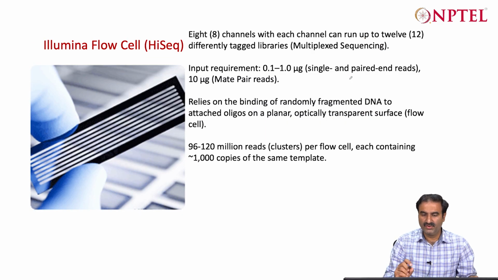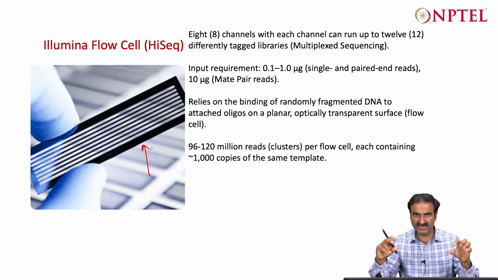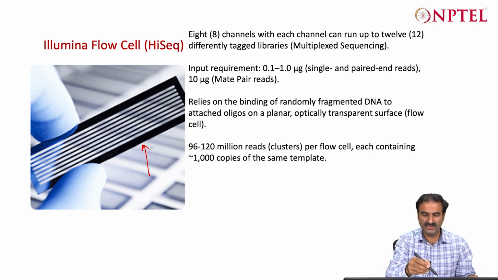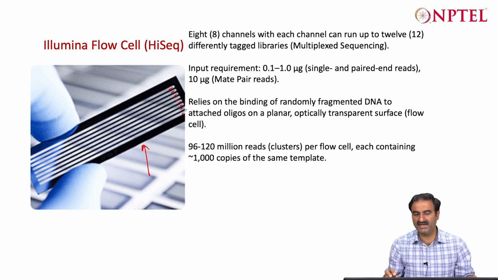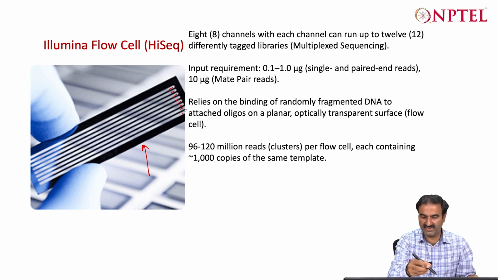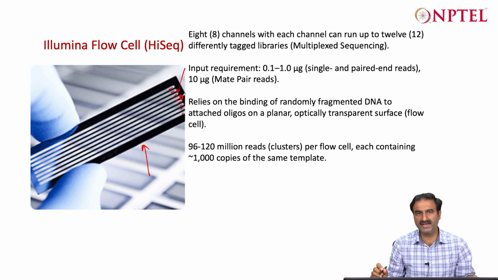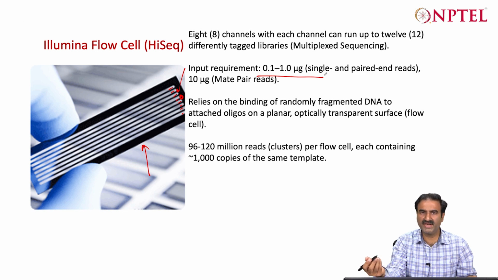Okay, so what is a flow cell? You can see this is a flow cell, which is like a glass slide containing 8 different lanes. These are 1 2 3 4 5 6 7 8 lanes. In each lane there is a place here where you will put your DNA library. The initial requirement to prepare the library is about 1 microgram of DNA. Even 1 or 10 nanogram is sufficient for the highly sensitive kits, right.